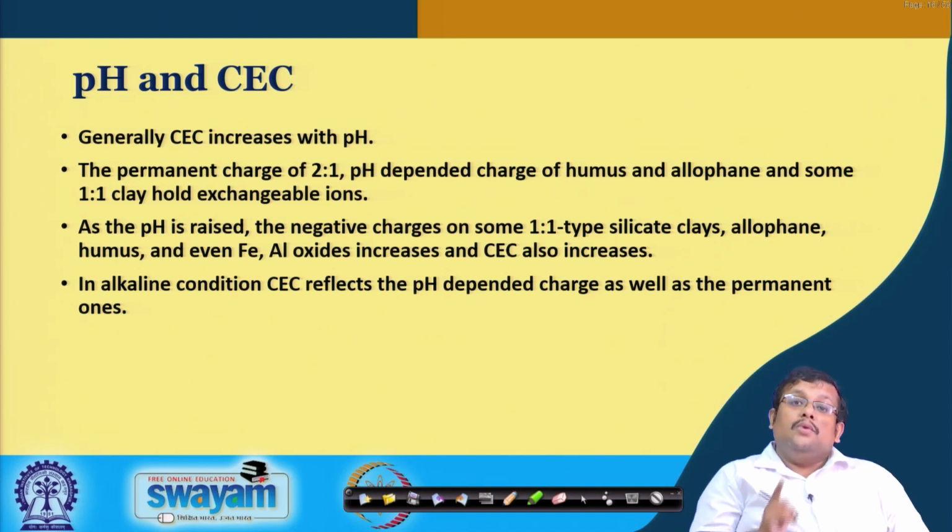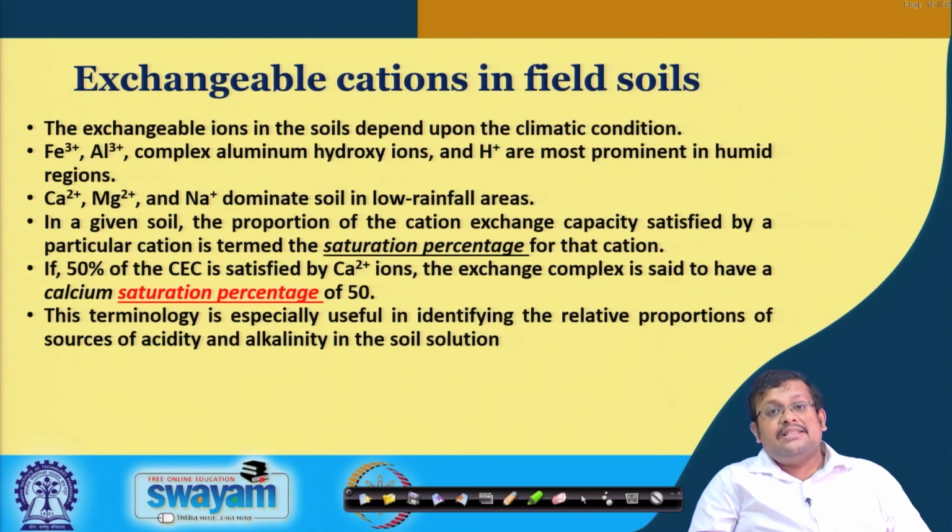So, that is why when we are using the buffered method in the alkaline condition, it shows the potential or maximum CEC, not the effective CEC, because it measures the CEC which is responsible for the permanent charge, as well as the CEC which is generating from the variable charge surface.